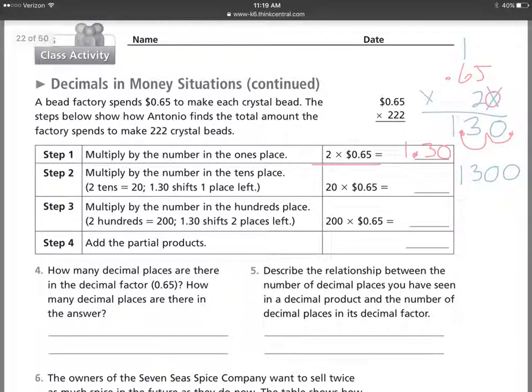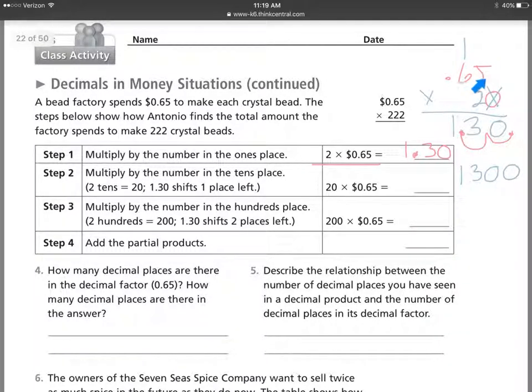Because I added a 0 to my second factor, I know that I'm going to ignore that 0, which will mean that my product will be the exact same, and then I'm going to return that 0, which means now my product is the same with an extra 0. So it's now changed from 130 to 1300. However, the number of decimal places in my first factor has not changed. It's still 2 numbers to the right of the decimal.